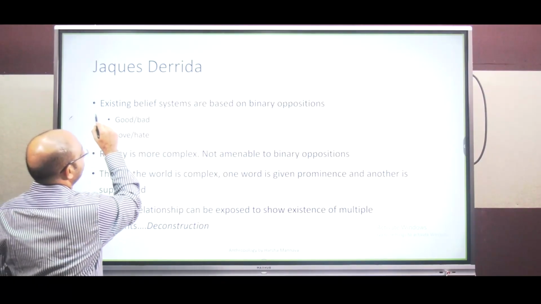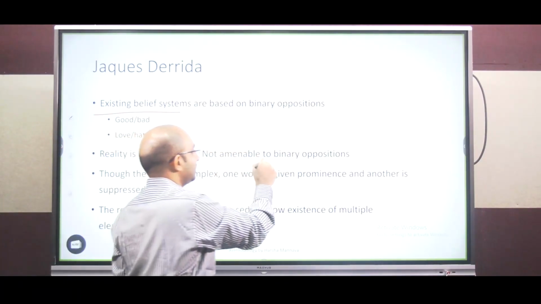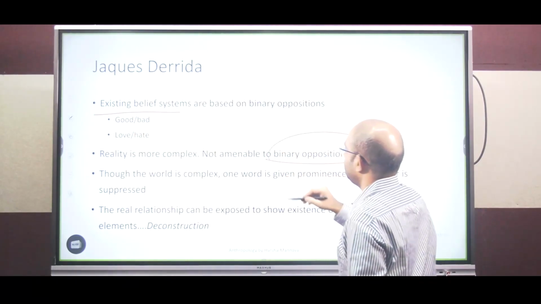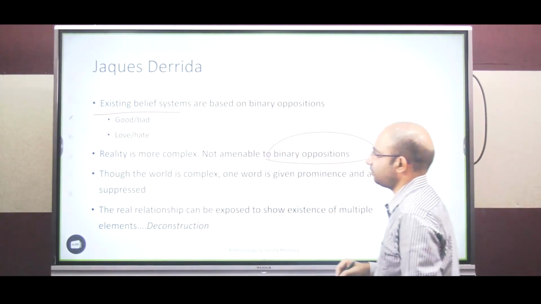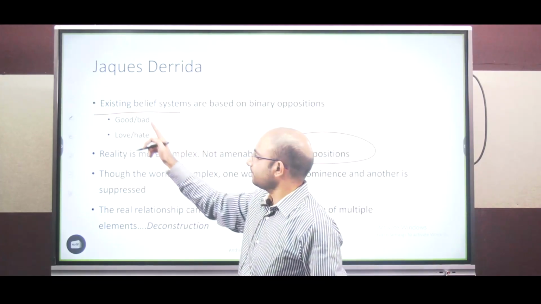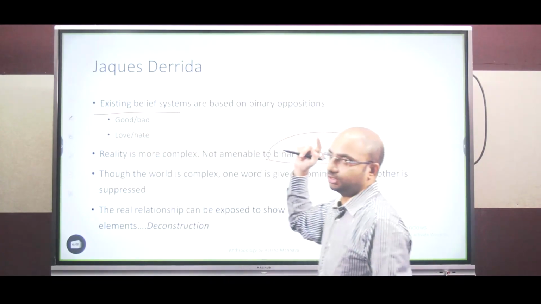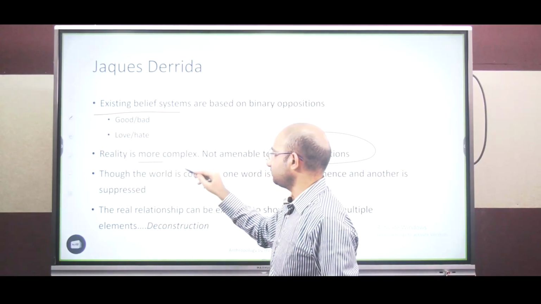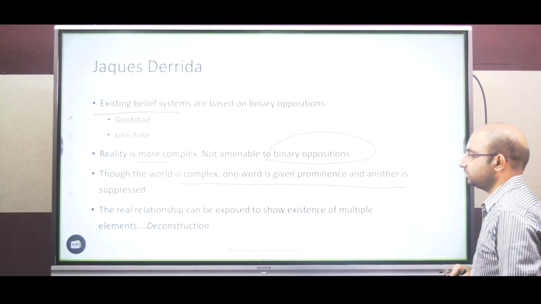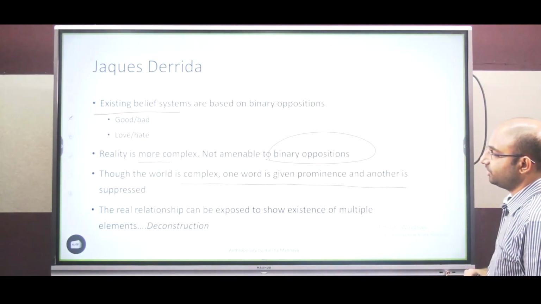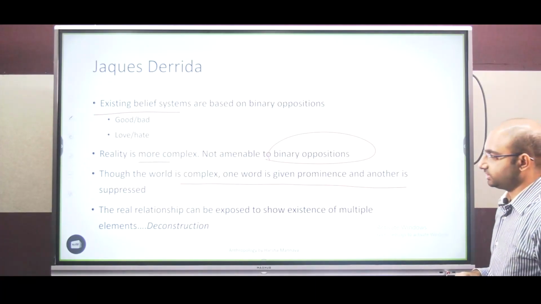So we use language to describe the world around us through binary oppositions. That is, language describes the world around us in terms of two opposite words, good or bad, love or hate. But reality is much more complex. The world is more complex than what the words can describe.